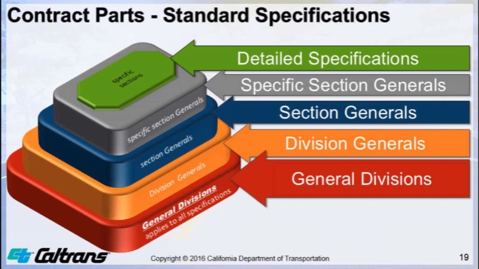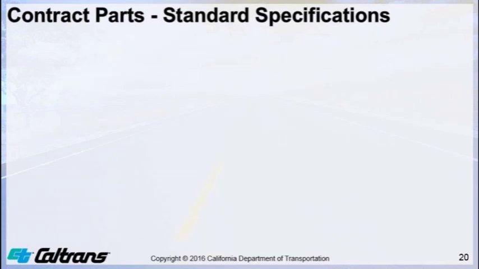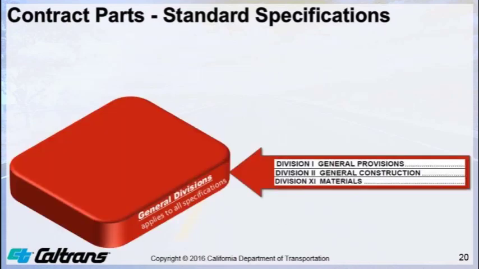therefore are shown at the bottom as the foundation. The general divisions are Division 1 General Provisions, Division 2 General Construction, and Division 11 Materials. The specifications in these three divisions apply to all other sections.